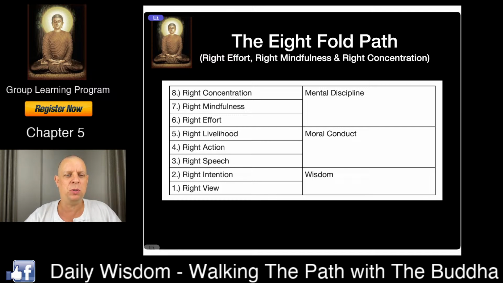So you're going to need to do that too. Here, I'm just going to give you an overview of right effort, right mindfulness, and right concentration. If you've learned this already in depth, this will be a good refresher. If you haven't learned this with me before, this will be an introduction to the mental discipline section, but then you're going to need to read or look at the online classes where I've taught this in the past. At the beginning of this group learning program, I taught 3 individual classes: 1 on wisdom, 1 on moral conduct, and 1 on mental discipline. You can find those on our YouTube channel.